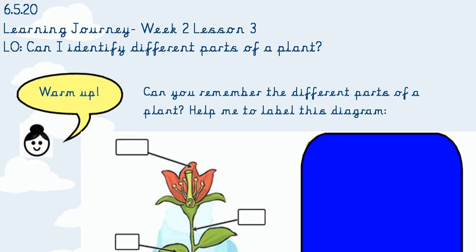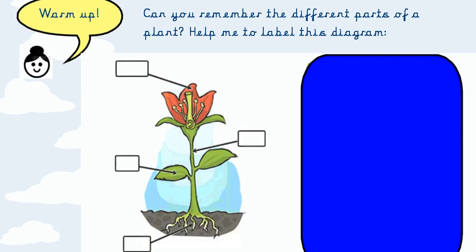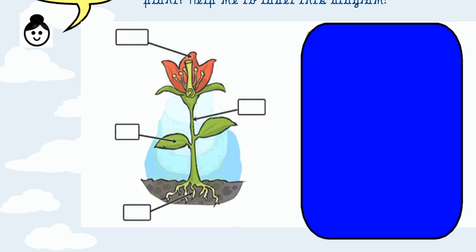Our learning objective today is, can I identify different parts of a plant? Now, you've been working on this with Miss Lyons very hard, so you should all be plant experts by now. This warm-up shouldn't take you too long.